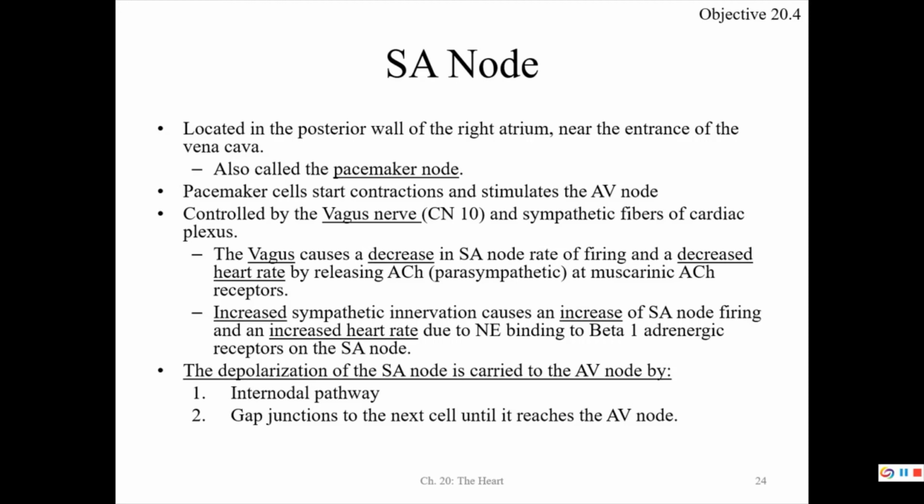Okay. Now, remember, when cells are excited, they depolarize. And when you depolarize a cell, you can carry depolarizations from one neuron to another neuron, or a neuron to a muscle cell, using something like a neurotransmitter. Well, here we are going to go from SA node to AV node by internodal pathway, or have to go from cell to cell through gap junction to gap junction until you get to the AV node. That's actually why an ectopic foci can get to the AV node and other things can happen, and why an ablation gets done sometimes.